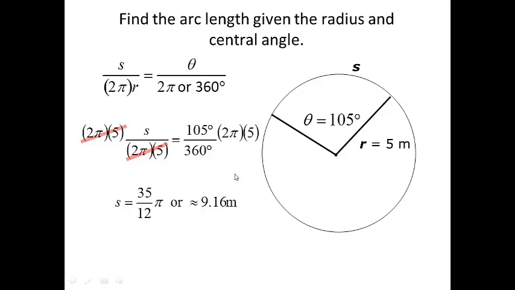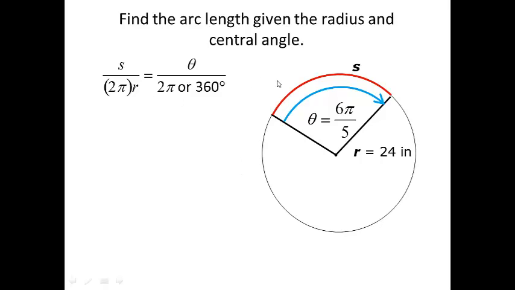Ready to try one? All right. You try this one, okay? Try and find, this is now in radians, so be careful you're not using the degrees. You're going to use radians because this doesn't have a degree symbol. We're trying to find S. Okay, you finished?